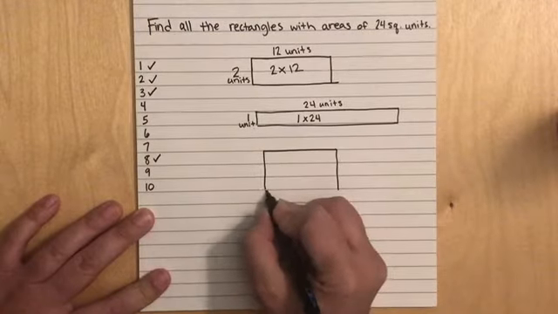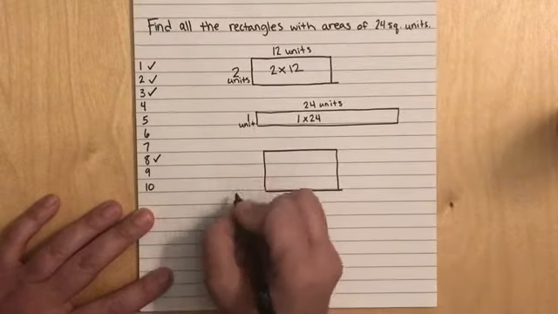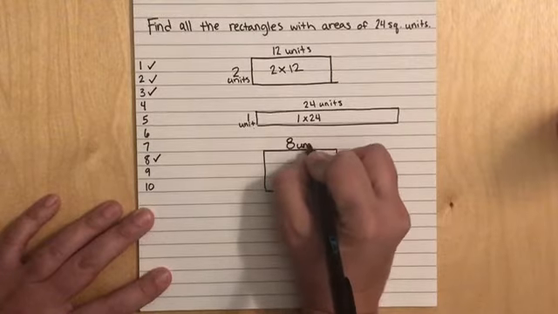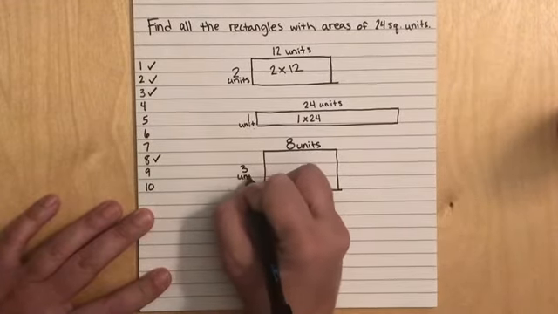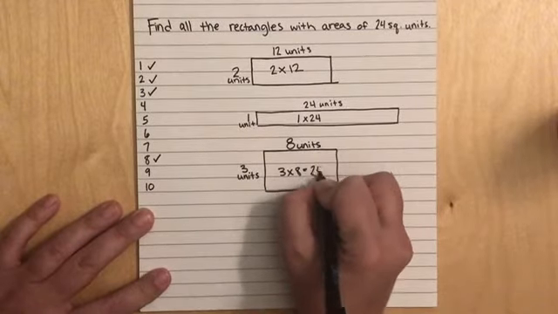This is my area model, so I'm trying to make my rectangles look as different as I can, but I put my side lengths to let people know that in real life they look a little bit different. So 3 units. So I got 3 times 8 equals 24.